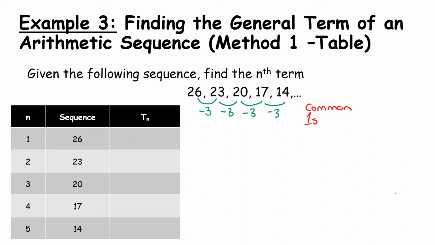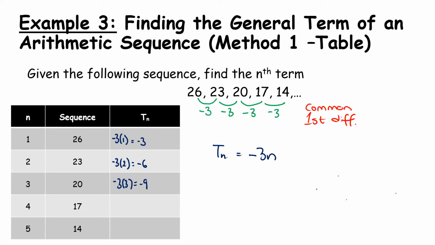So we have the common first difference, which means the formula, Tn equals, is going to be minus 3n plus some number. Okay, so what I'm going to do is say, well, look, if I have Tn as minus 3n, here I have minus 3 times 1, which is minus 3, and here I have minus 3 times 2, which is minus 6, and minus 3 times 3, which is minus 9.